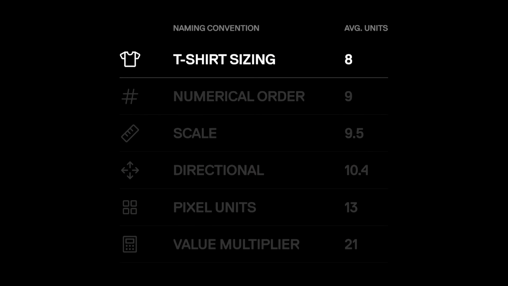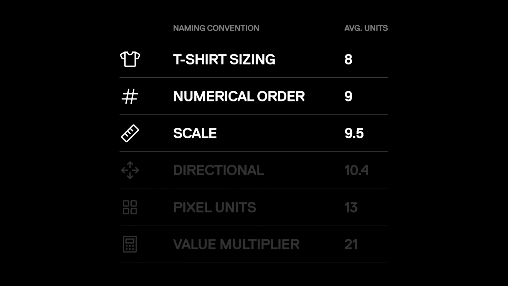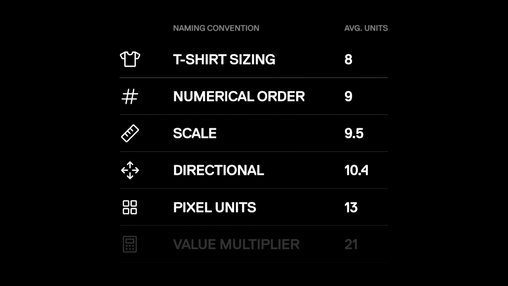Now that we went over the naming approaches, you might be asking yourself, is there a relationship between the number of spacing units and the approaches? Or how many spacing units should I use? I calculated the average number of spacing units per naming convention. And this is what I found. T-shirt sizing had an average of 8, numerical order had an average of 9, scale had an average of 9.5, directional had an average of 10.4, pixel units had an average of 13, value multiplier had an average of 21.